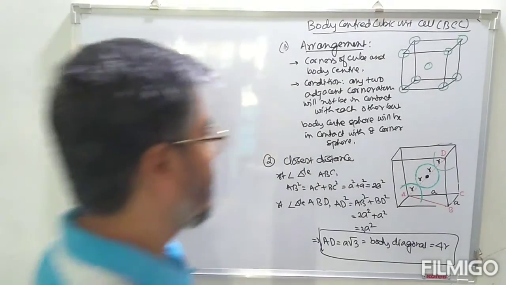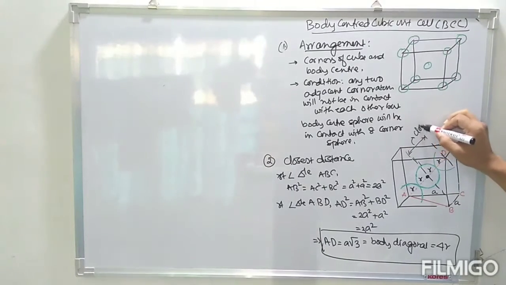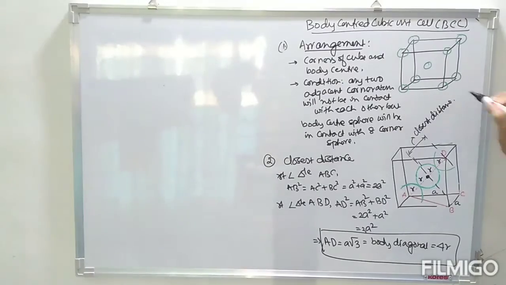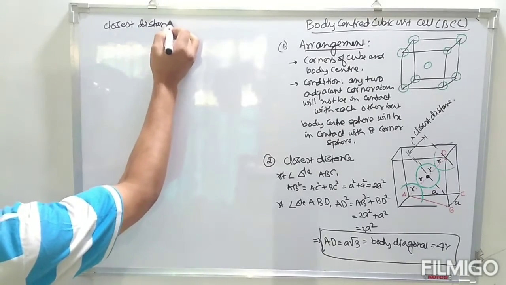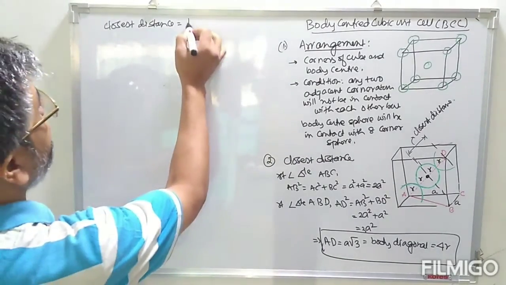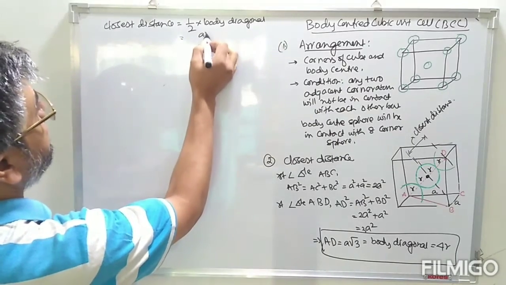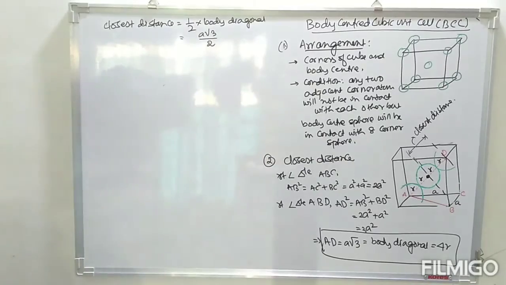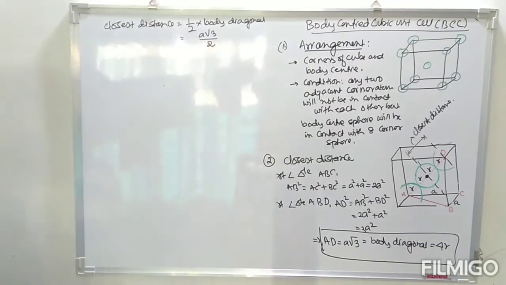Now we have to consider the closest distance. These two spheres are in contact, and this distance is what we call the closest distance. Therefore, the closest distance between any two adjacent spheres in a body center cubic is half of the body diagonal. So this is a root 3 by 2, which is half of the body diagonal.